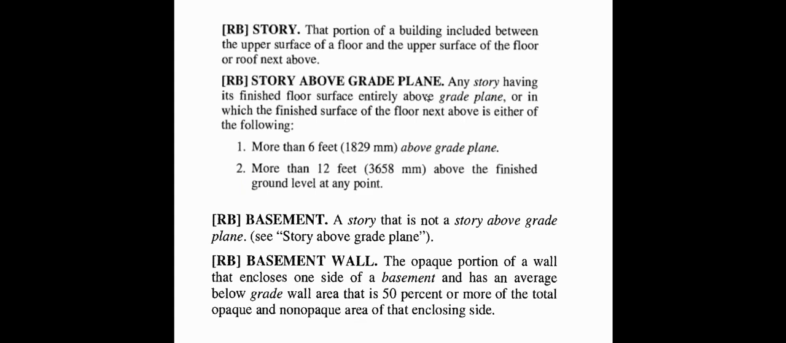So when you start looking at the story above the grade plane, you first have to understand grade plane. You also have to understand basement, mezzanine, habitable attic, and also these 2 key components come into play here. More than 6 foot above the grade plane and more than 12 foot above the finished ground at any given point. Now, when you get to the commercial book, which we'll talk about later in a different lesson, this story takes on a whole new meaning. But in residential code, this should explain it fairly well.